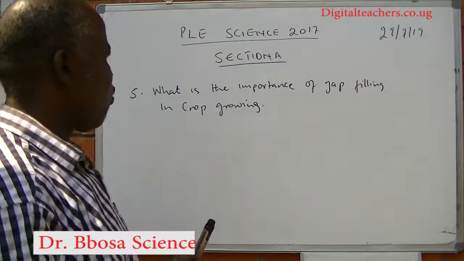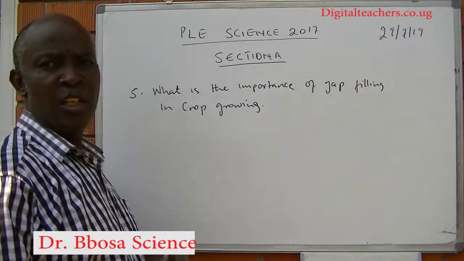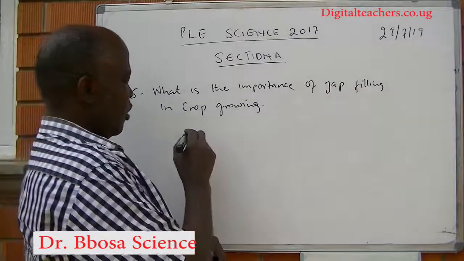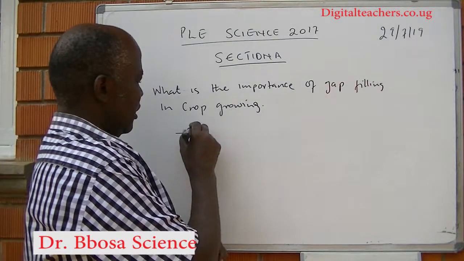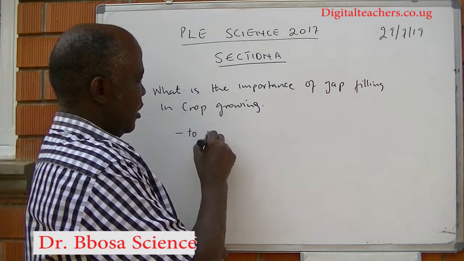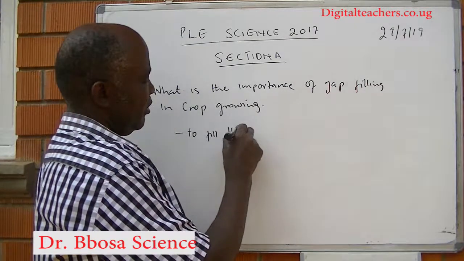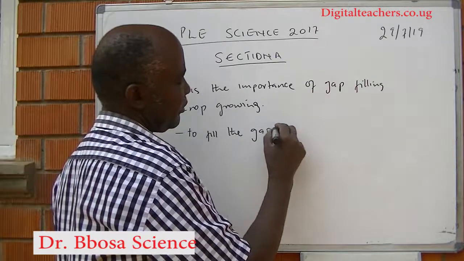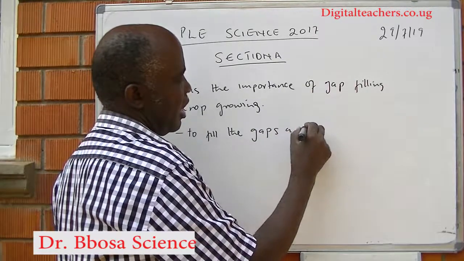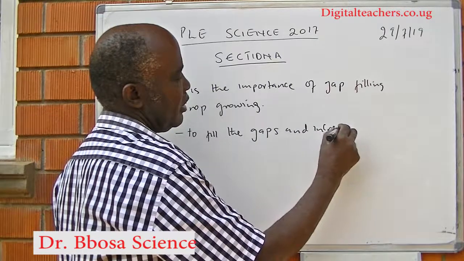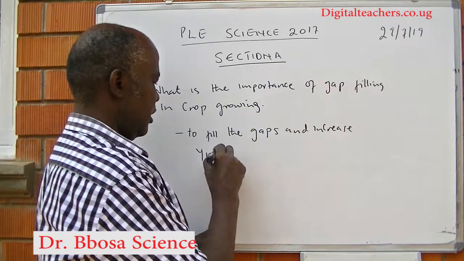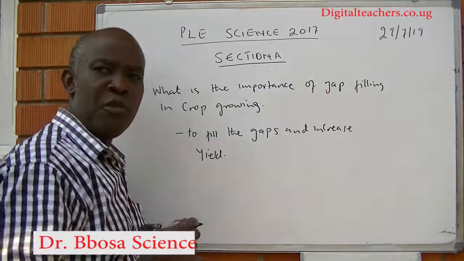Number 5, what is the importance of gap filling in crop growing? To fill the gaps and increase yield by increasing the number of plants.